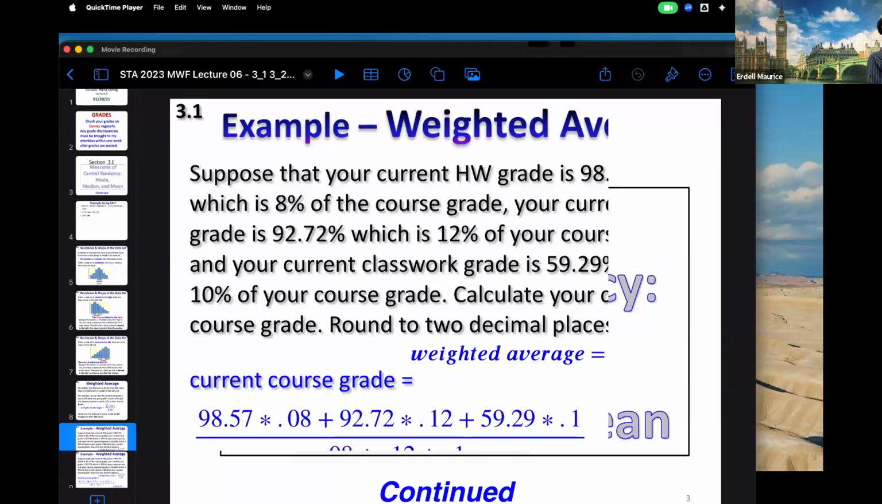They take each A that you get and multiply it by 4, add those up, and then divide by the total weight, and that's how you calculate your GPA. Questions there?